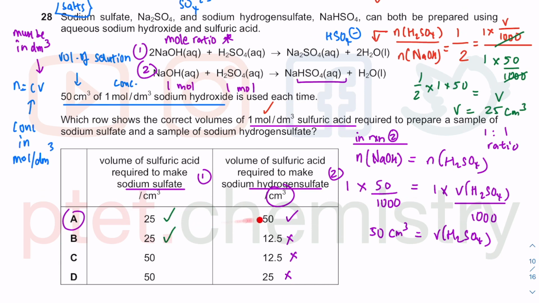But of course, when you're going through the options, you should be able to check with n = CV and get the 1:2 ratio for the first one, and then a 1:1 ratio in terms of volume multiplied by concentration for the second reaction.